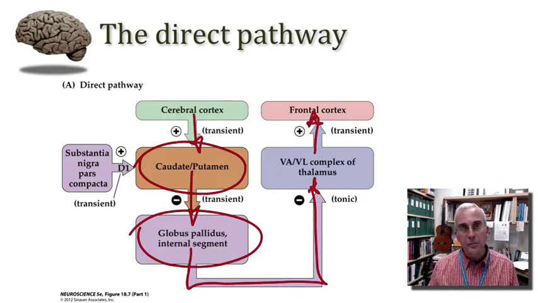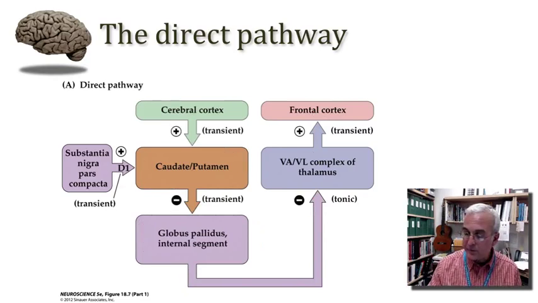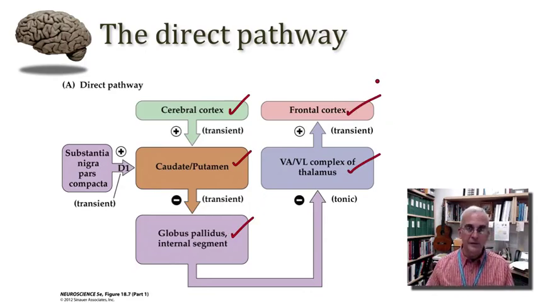Now don't worry about the pluses and the minuses and the transients and the tonics at this point. We'll come back to that. For now, I want you to focus on the anatomy. So again, we have cortex projecting to striatum, striatum to pallidum, pallidum to thalamus, and then thalamus back to cortex. This is the direct pathway.